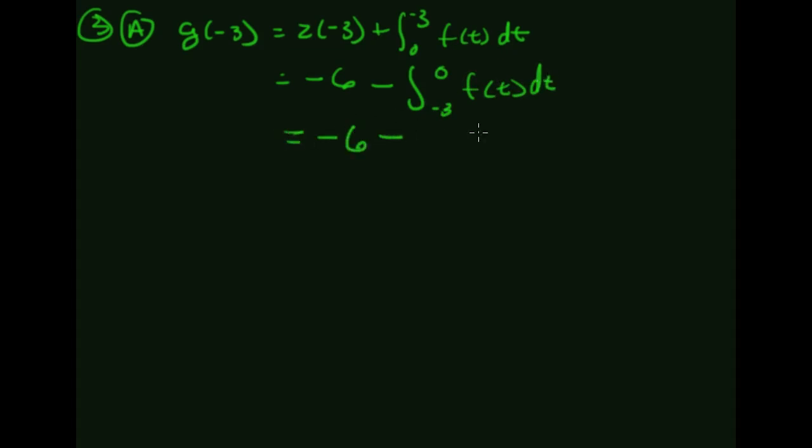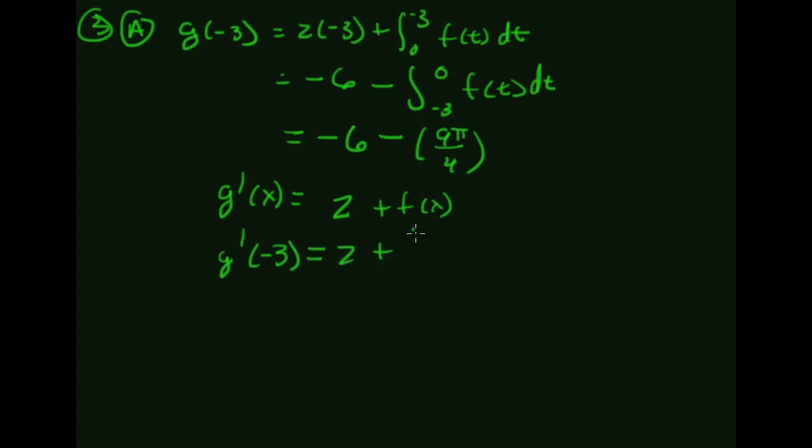The region from negative 3 to 0 is the quarter circle of radius 3 above the x-axis. So that's just going to be 9 pi over 4, quarter circle, not half circle. 9 pi over 4. And that gives us our value for g of negative 3. g prime of x is going to be, well, the derivative of 2x is 2. And by the fundamental theorem of calculus, this is going to be plus f of x. So what is g prime of negative 3? That's going to be 2 plus f of negative 3. f of negative 3 is 0, so that's just 2.